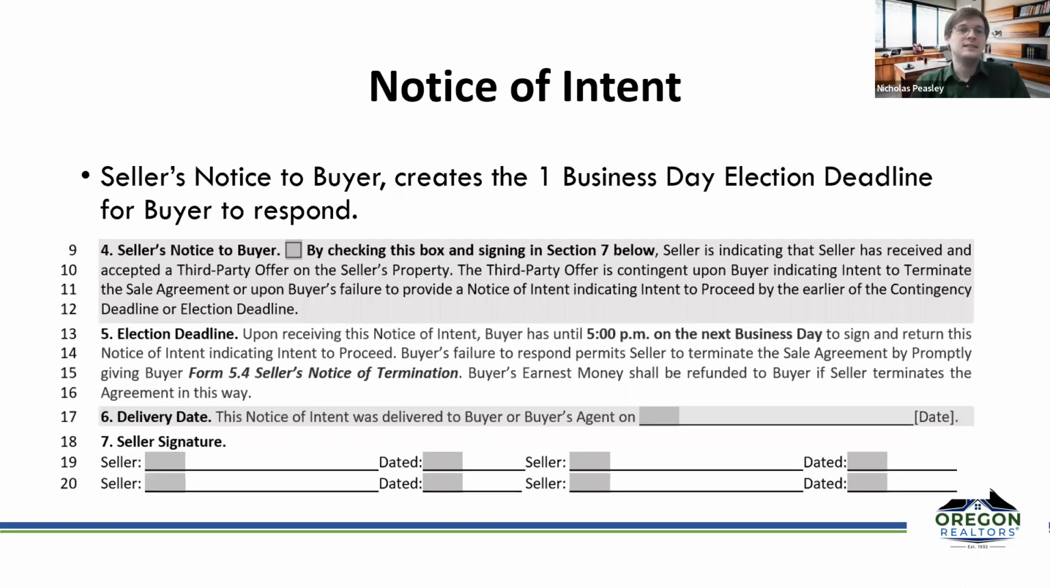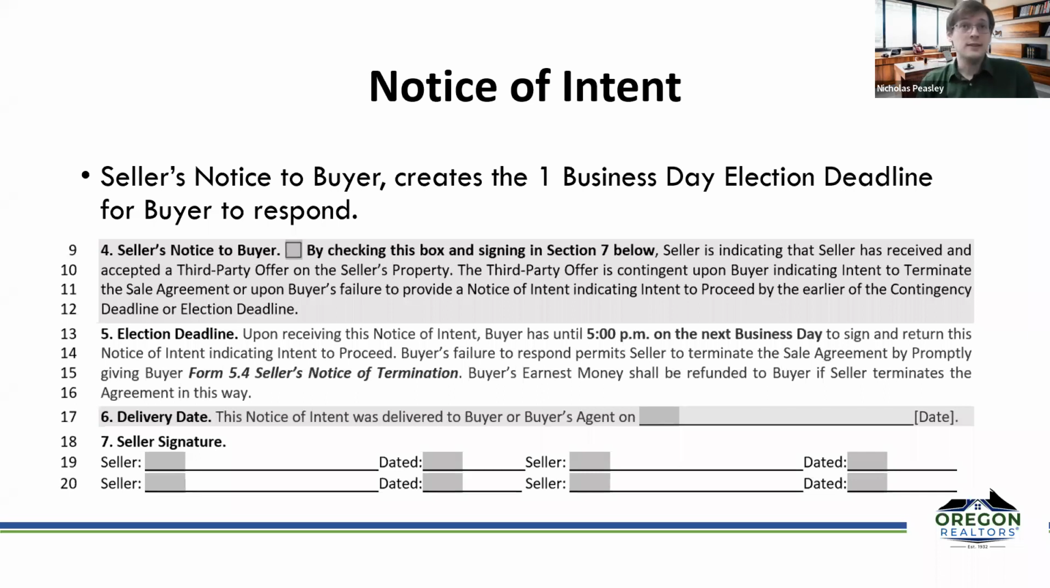The notice of intent has 2 parts to it. The first chunk is the top part, sections 4 through 7. It is the seller's notice to the buyer. If the seller sends the notice of intent and they've checked this little box on section 4, they are indicating that they have received a third-party offer. And they have that third-party offer contingent on buyer's offer, but they would like to accept it.